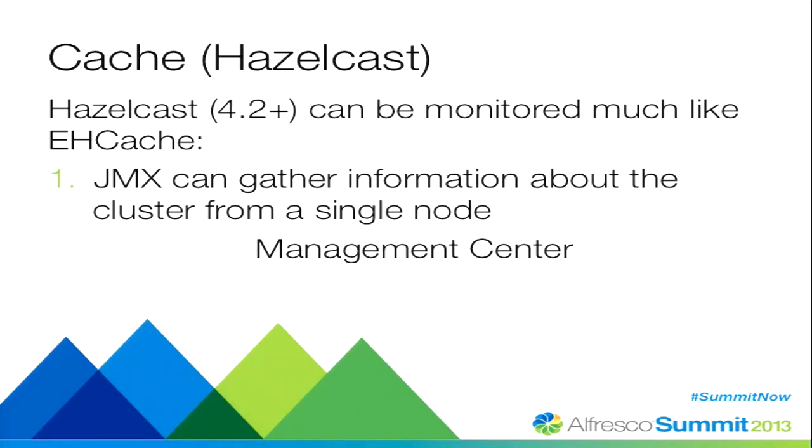Hazelcast is a very similar model in terms of how you would actually go about monitoring it, with a couple of really big caveats. When Alfresco is running in a non-cluster, the caches are actually just, I think they're Google caches, which is basically a hash map with some aging attached to make sure that things age out. As soon as you enable clustering, of course, now that all switches over to Hazelcast.